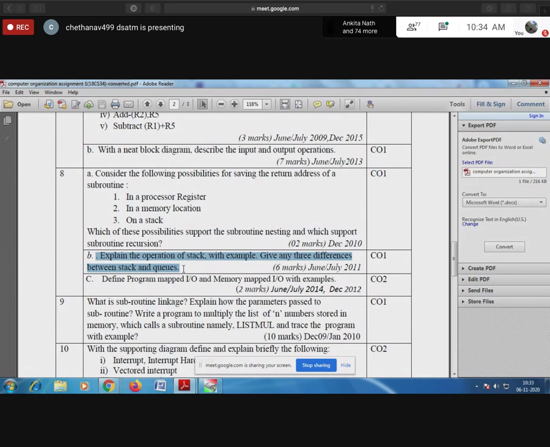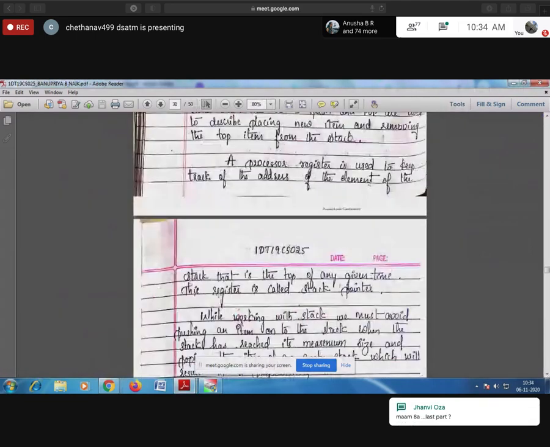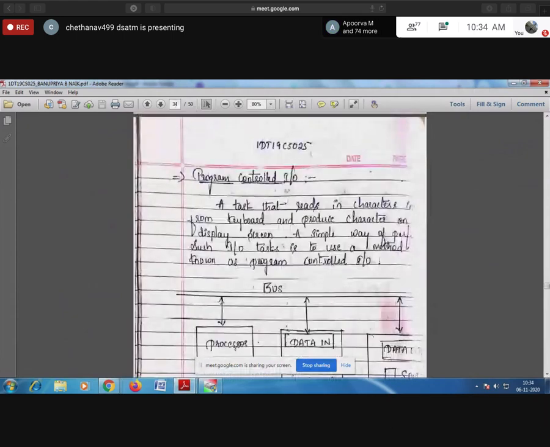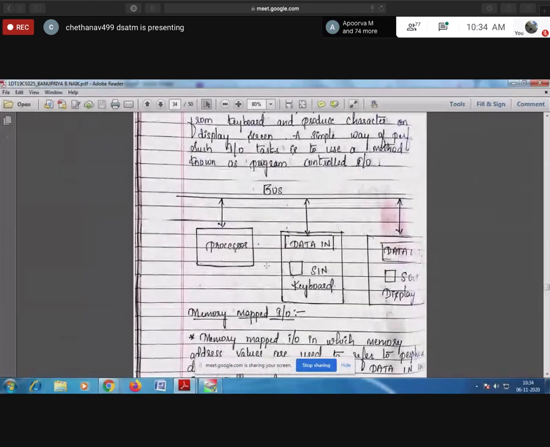Then program mapped input output and memory mapped input output. Here only I'll explain. Let me see what she has written. Program controlled means what? Your data is available here inside the data in and data out. Inside the keyboard only I have the data, and inside the display unit only I have the register. I can keep the data in a register and transmit it between the processor and input and output devices. That's what program controlled is.